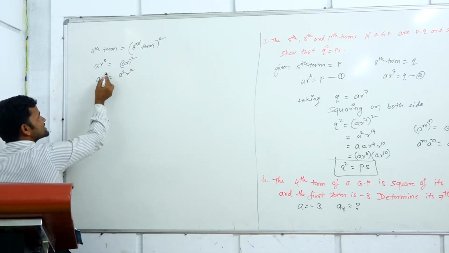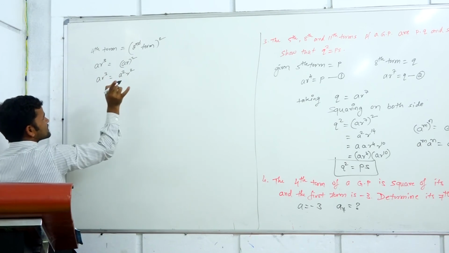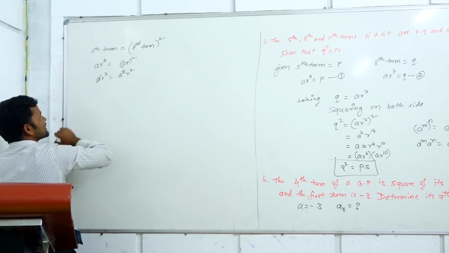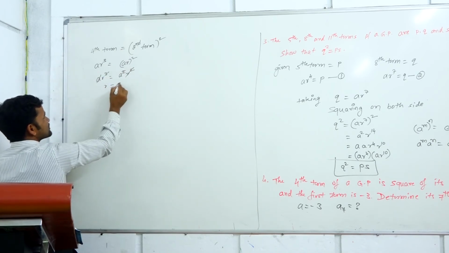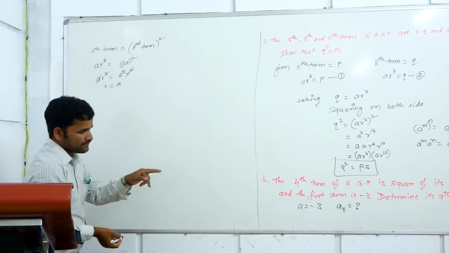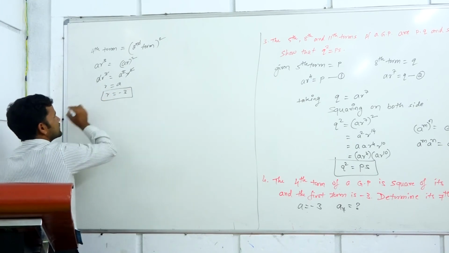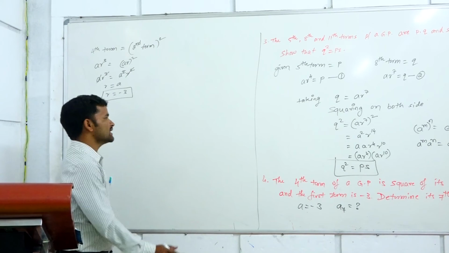You see r is 3 times here, r is 2 times. 2 times you can cancel r, and a 1 time, a 2 times, 1 time I can cancel this. R square, this r gets cancelled. R is equal to a I am getting. A value is given. Therefore r is equal to minus 3. Common ratio of the geometric progression we got. Now finding the seventh term.